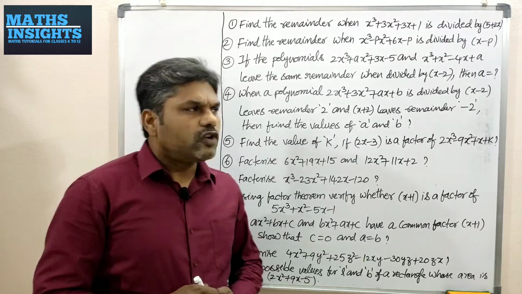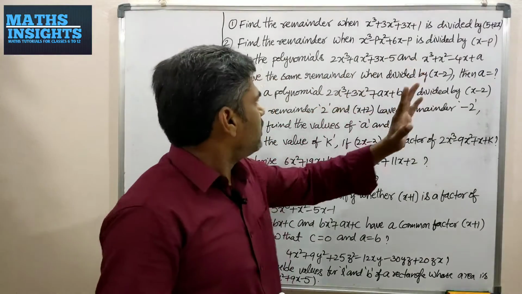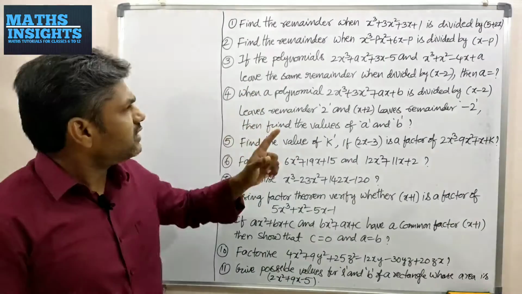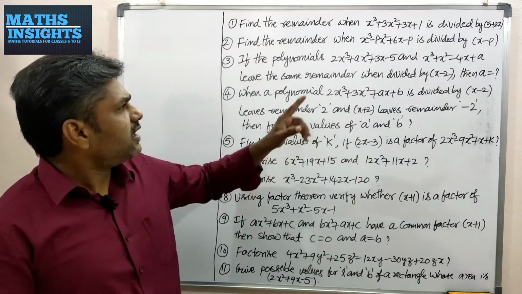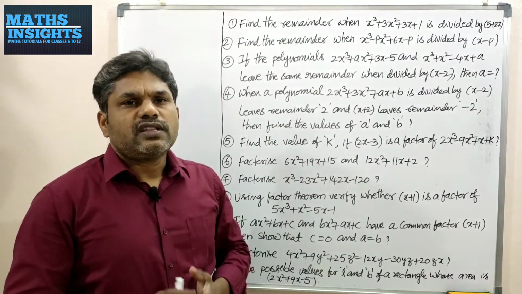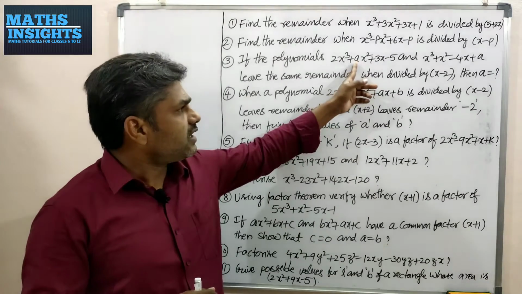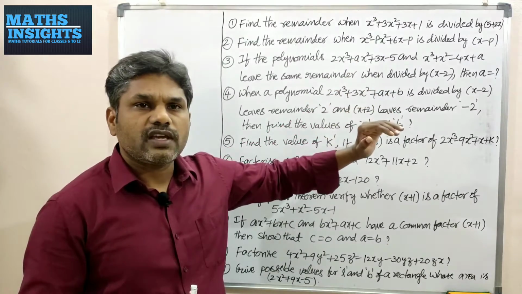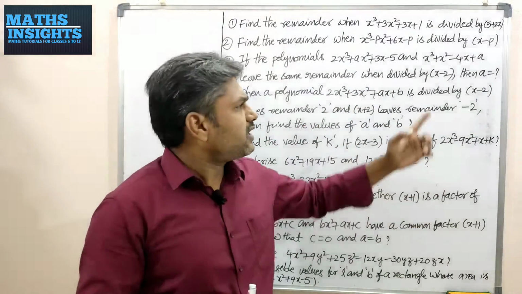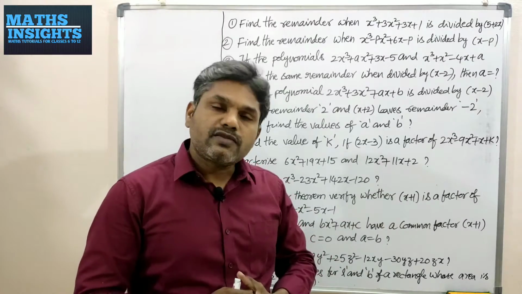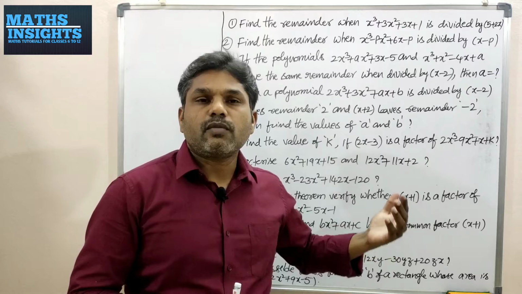If you come to the third problem, they have given two polynomials and they are saying that when divided by x minus 2 they leave the same remainder. They have given one unknown, that is a. They are asking the value of a when these two polynomials leave the same remainder when divided by x minus 2. This is also very simple, as we did in the previous problems.